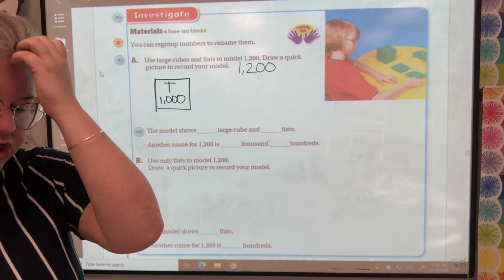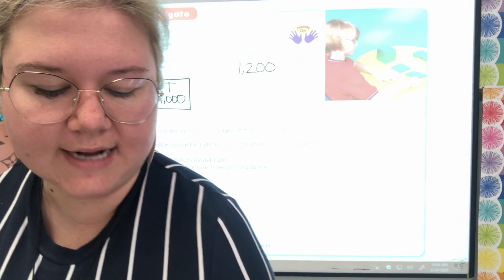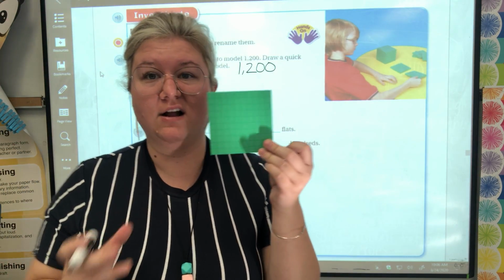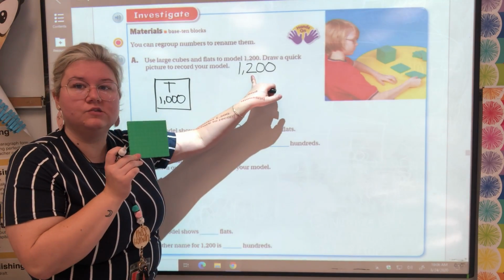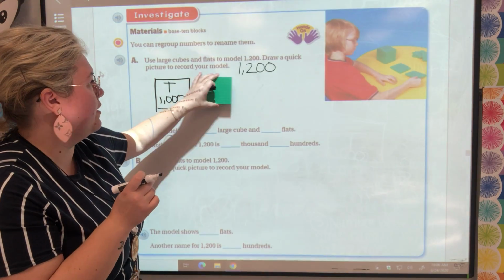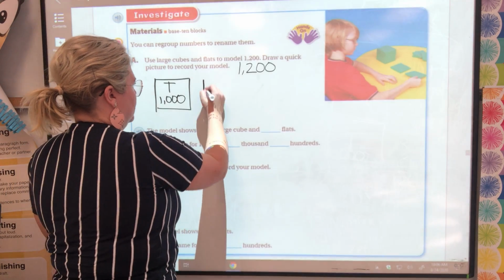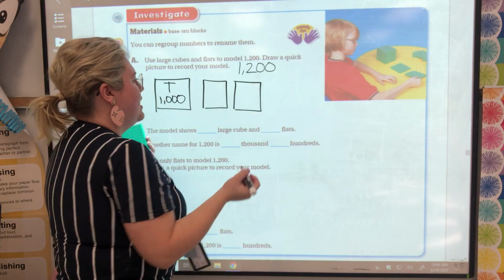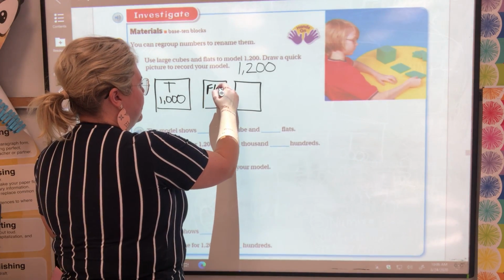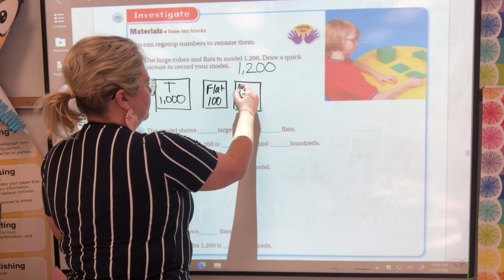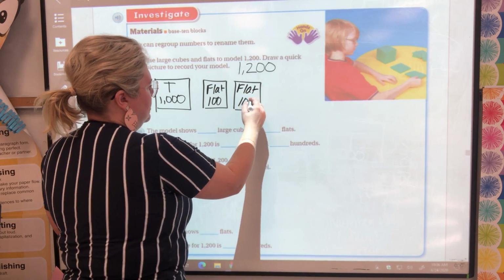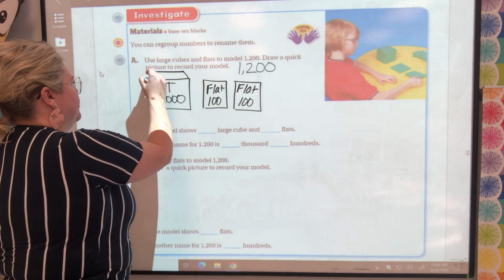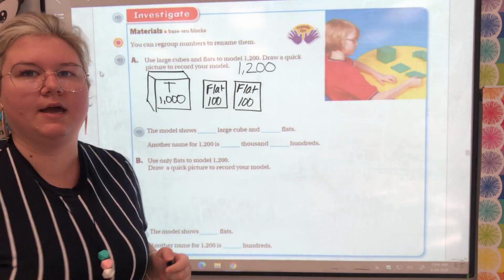Now I have to represent 200. Well, what's the next thing? What's 100? We have these guys, these flats. There's 100 in there. But how many hundreds do we have? 2. So we have to draw 2 flats, which honestly, they're going to look the same. So inside them, I can write flat if I want, and 100. If you want to be fancy pants, you can turn your large cube into a 3D model. Okay?